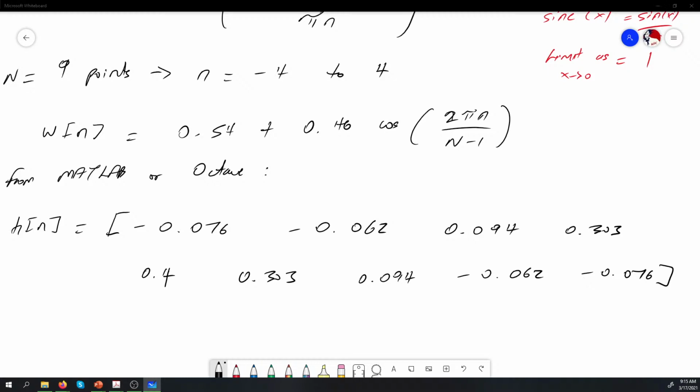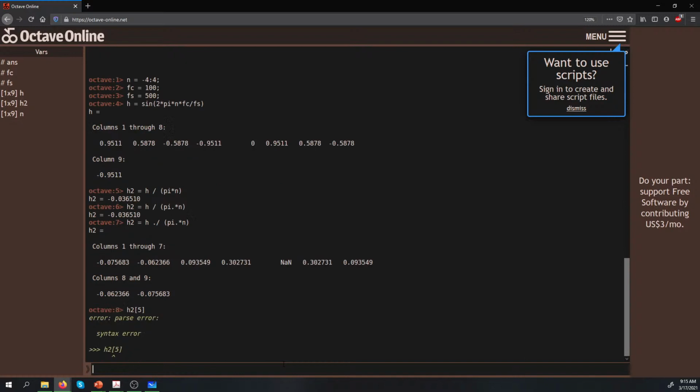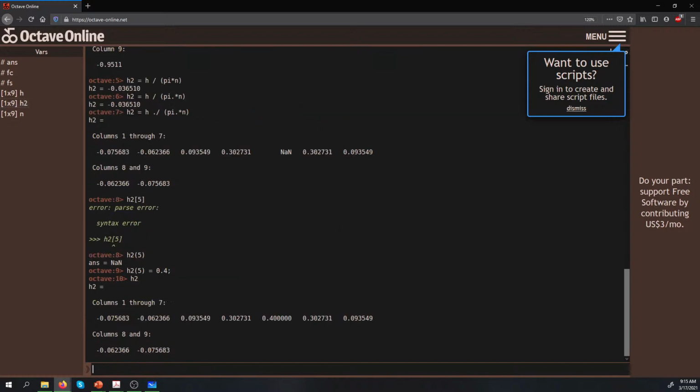Alright, so to replace this not a number here in Octave, if we say h2 of 5, because this is like 1, 2, 3, 4, 5 here, right? I'm going to have to replace h2 of 5 here with our limit evaluation, which is 0.4. So when I call back h2, in this particular case, I'll have this 0.4 here so I can go about doing my calculations as required.